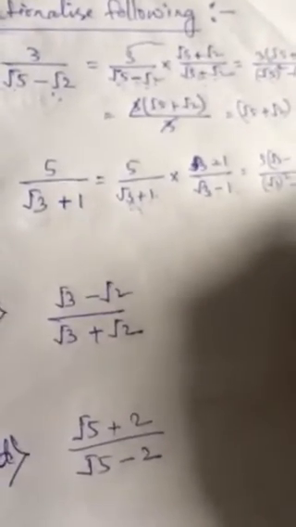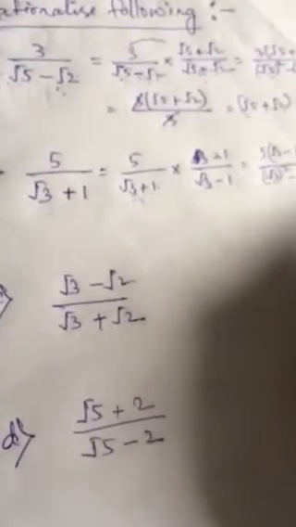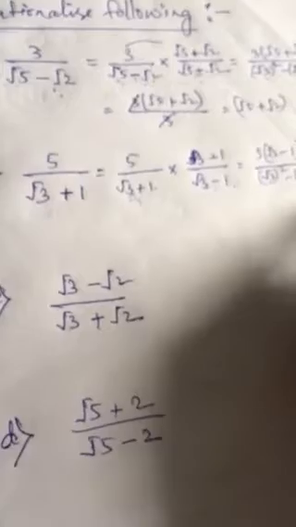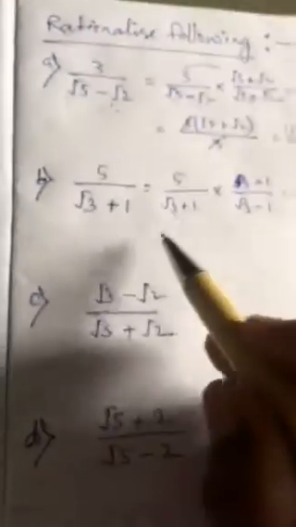5 root 3 minus 1. Root 3 whole square is 3, 1 whole square is 1. 5 root 3 minus 1 by 3 minus 1 is 2. Okay, by 2, 5 cannot be cancelled, so it will be the answer. From here also you have removed the irrational number from the denominator, so this is called rationalization.